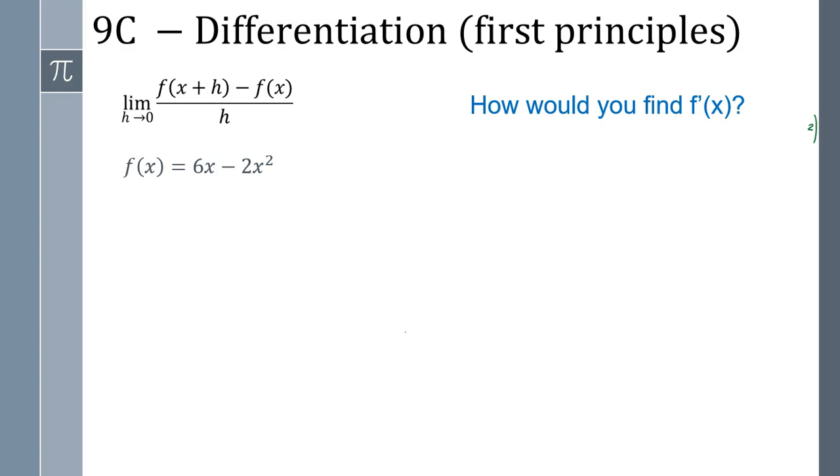So f of x equals 6x minus 2x squared. And you might think that's not too bad, but we've got a bit of expanding to do. So I'm going to do them color coordinated. And I'm going to start with the easiest one, which is f of x. So f of x is already there for me. That one's fine. F of x plus h. So I need to sub in x plus h wherever I see an x.